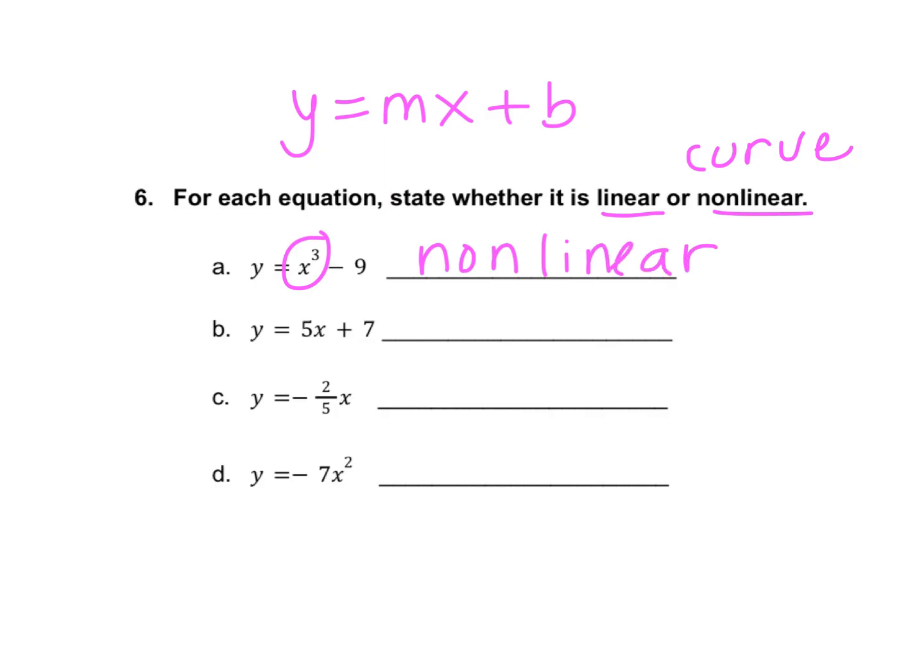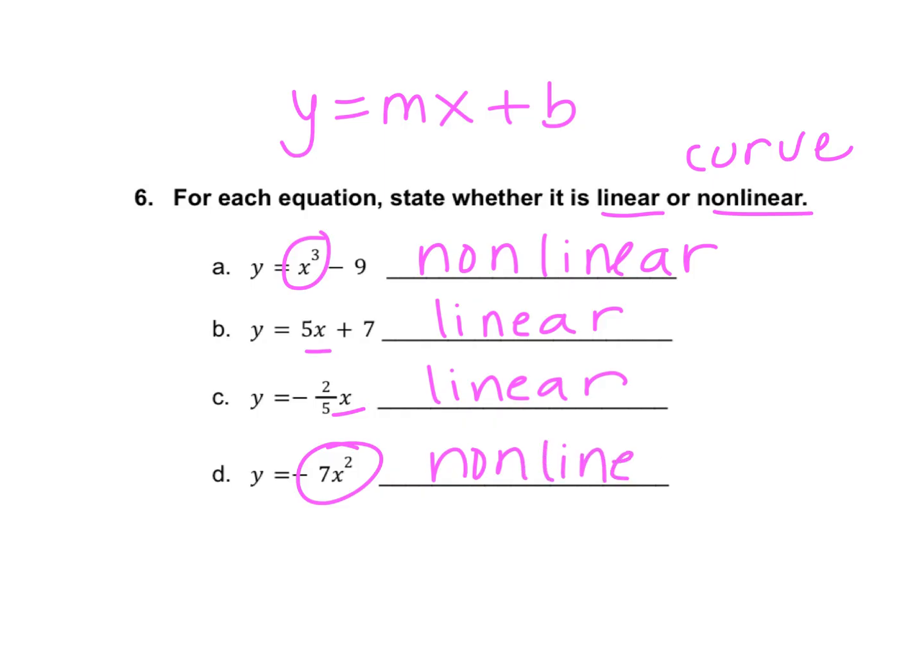So if it's in our regular y equals mx plus b form, it's linear. And even c is linear because the x is just a regular x. And then here I have an exponent with my variable of x, so that is nonlinear. So maybe think, if you see an exponent, it's going to show exponential growth, which will curve.